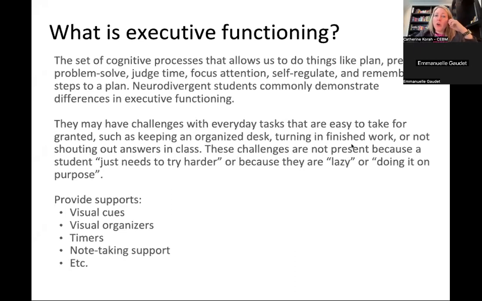These challenges are not present because the student is just not trying hard enough, or that they're being lazy, or that they're doing it on purpose. It's because of the lack of integrative functioning. And so can we provide support for them, whether it is visual cues or visual organizers or timers or note-taking supports, et cetera? There are so many different examples of measures that we can put in place to help them with their executive functioning.